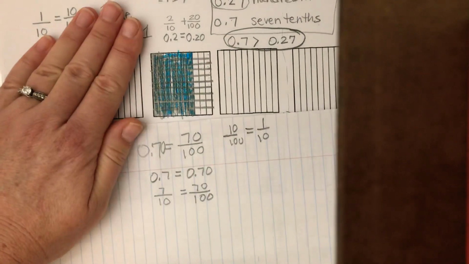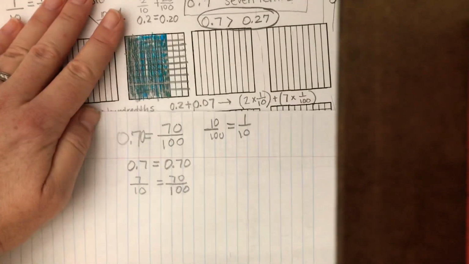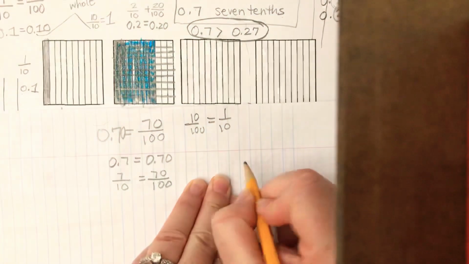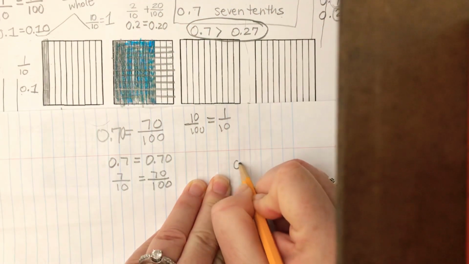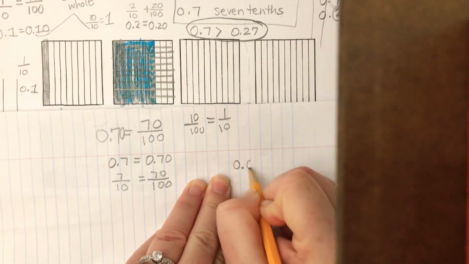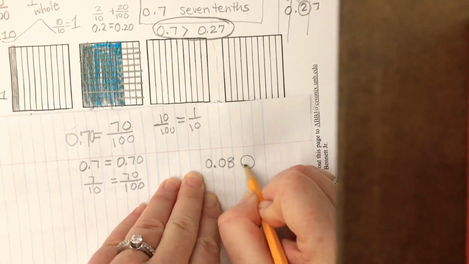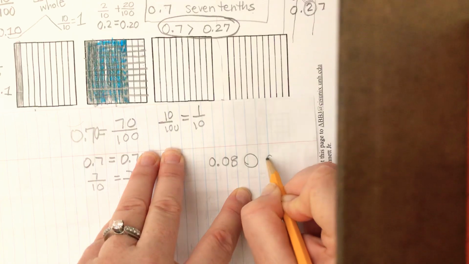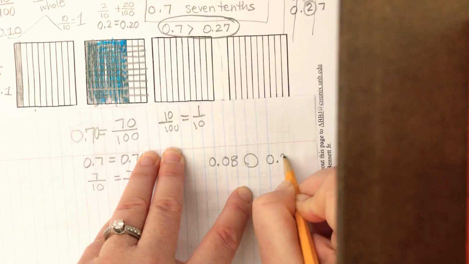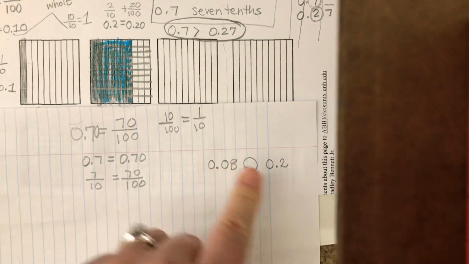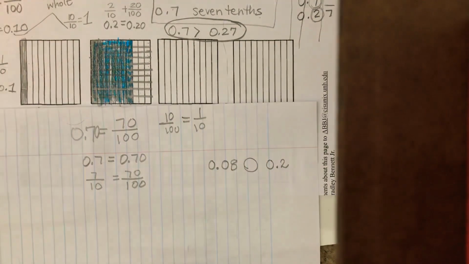So I want you to think about that. In your next step, I want you to figure out how we would say this number, and I want you to think, is that greater than or less than this number? So think about, that's your next step, to think about this decimal value versus this decimal value. Have a great day.